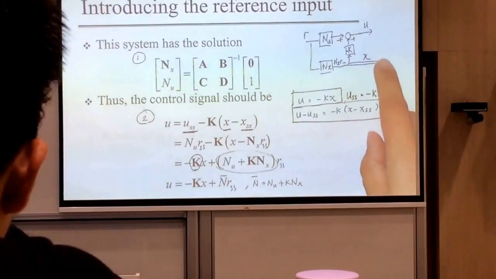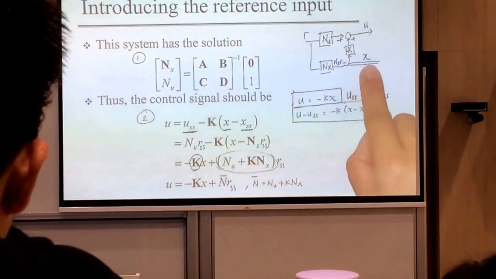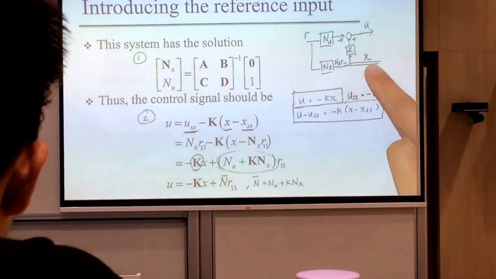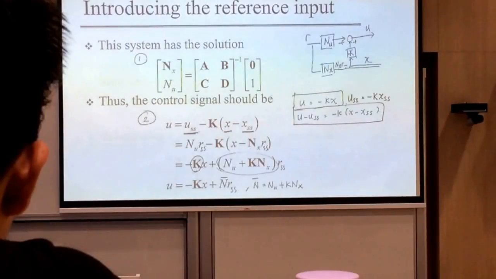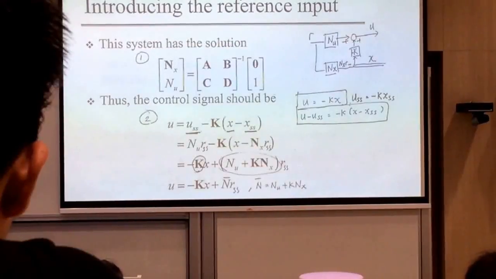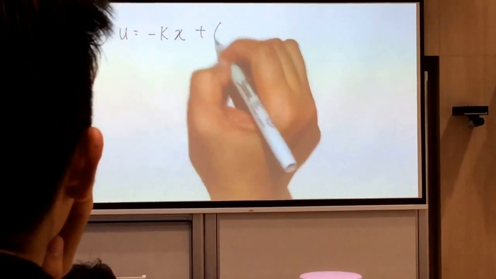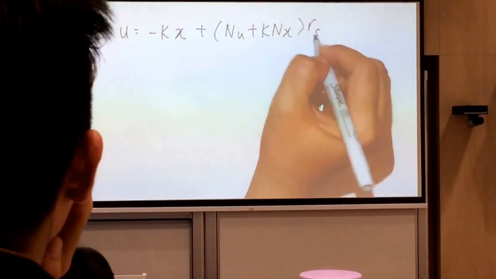And this u is also a part here, that is minus kx. Double stroke because x is a vector. Can everybody follow this? Yes or no? No. Okay, good. No is a good response. U is minus kx plus Nu plus K Nx, r.